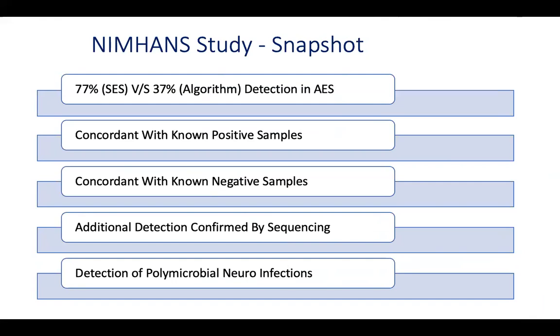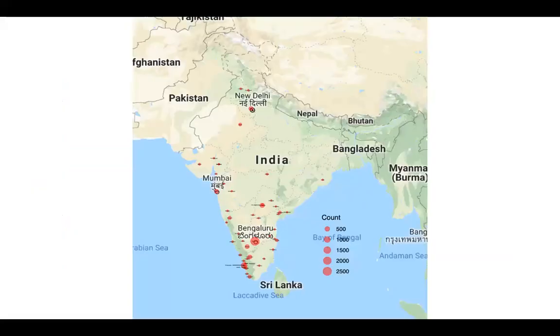So that is versus that, we have given a 77% much higher level of detection in AES. We were concordant with all known positives and known negatives, with additional detection, which we confirmed by sequencing, and detection of polymicrobial neuroinfections, which is important to give a complete, comprehensive therapy to bring the patients out of this.